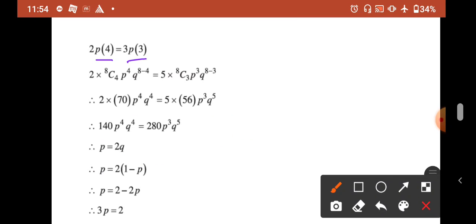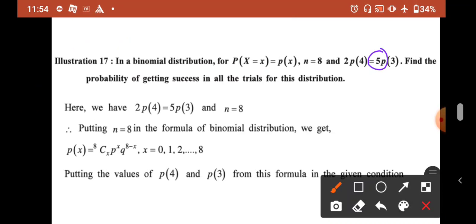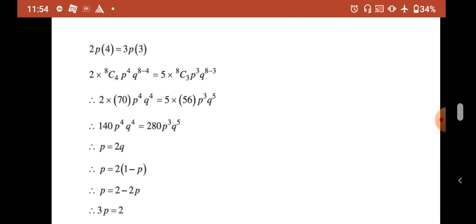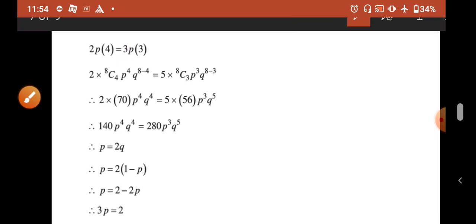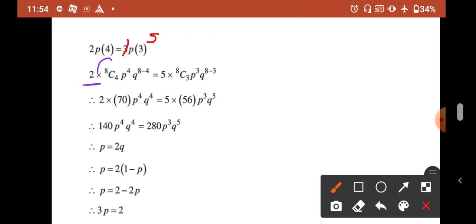So p4 and p3, this 2 was in the sum and this 3 was in the sum, so we will keep it in multiplication. So that 2 has been kept in multiplication and that 5 has been kept, sorry, where did that 5 and 2 come from, just a second, let me check the question. Yeah, this is 5. Okay, so 3 was written by mistake, so let me correct it. So instead of 3 there is 5. Now 2 into 8C4, why 8C4? Because instead of x there is 4.